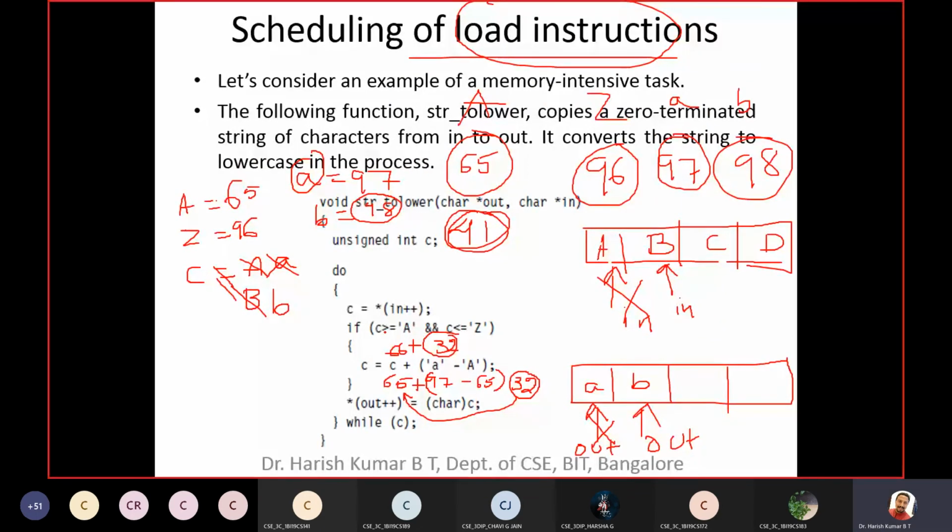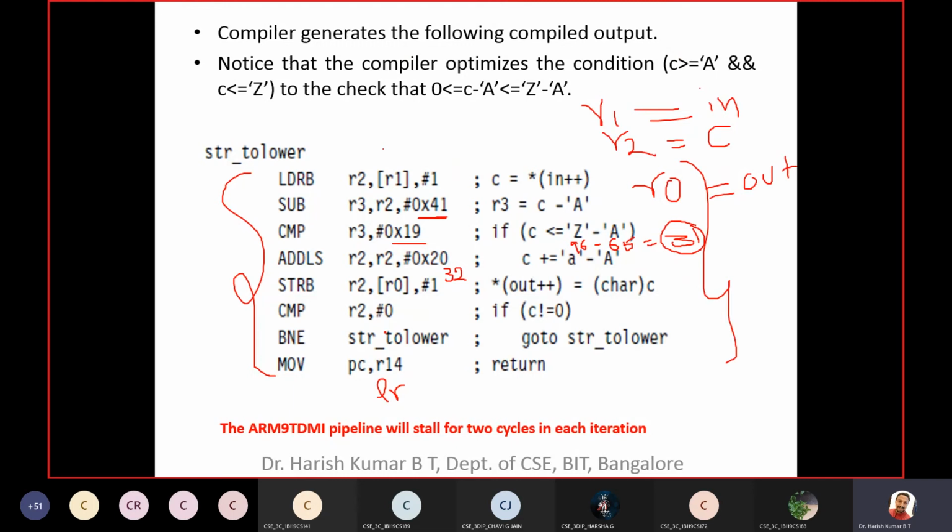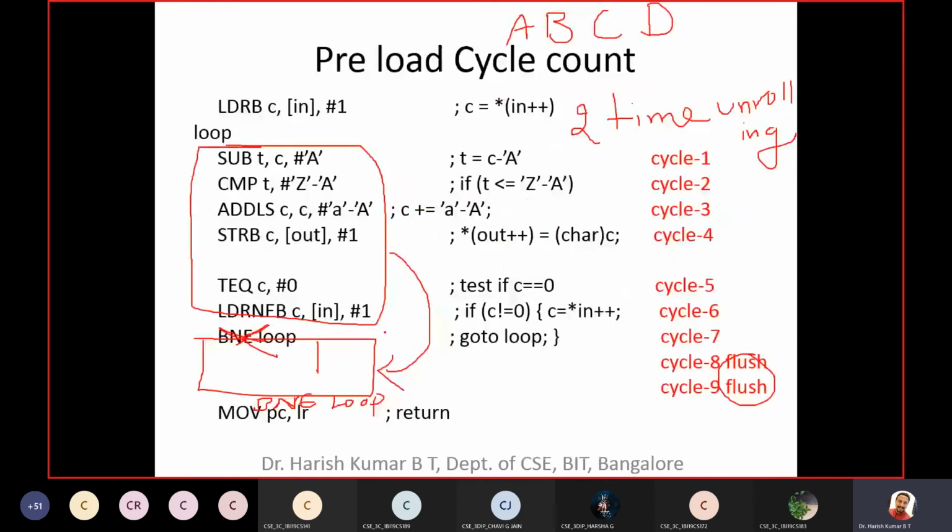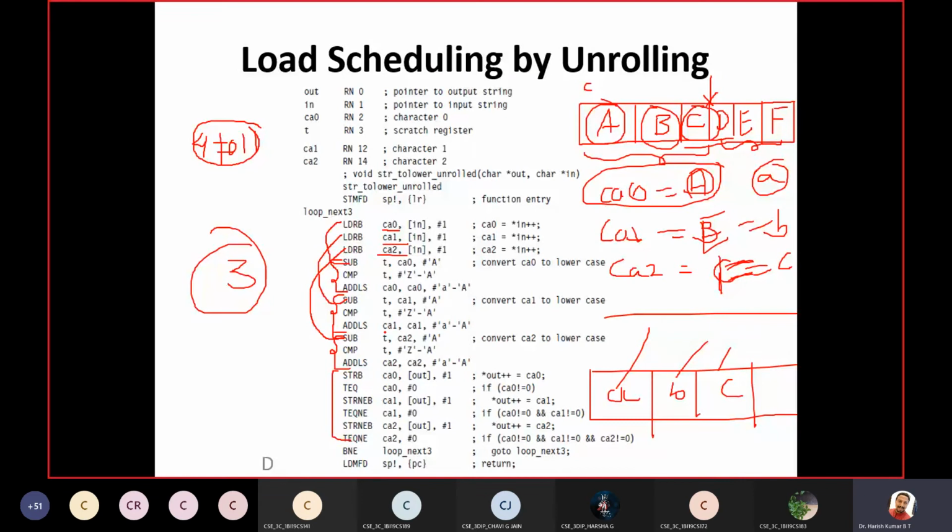So you can do loop unrolling by yourself when you're writing the code in assembly language. But in a high-level language, you don't have that control to do the loop unrolling and so on. So you have to do it using assembly code. Here you can very beautifully do the loop unrolling.